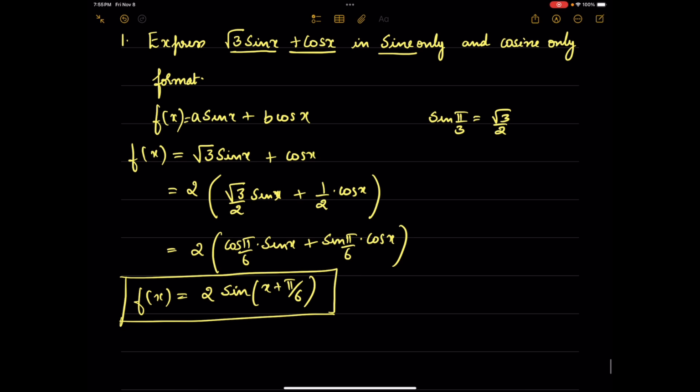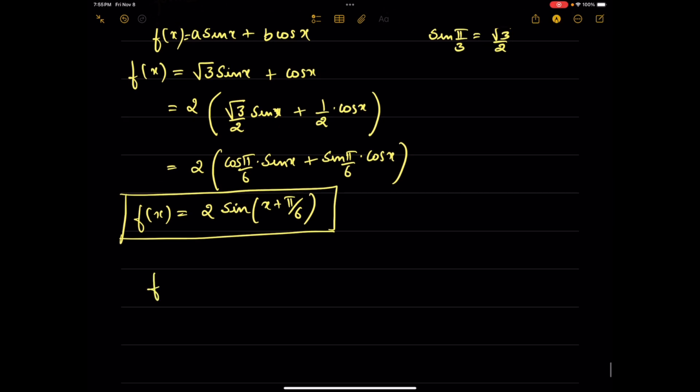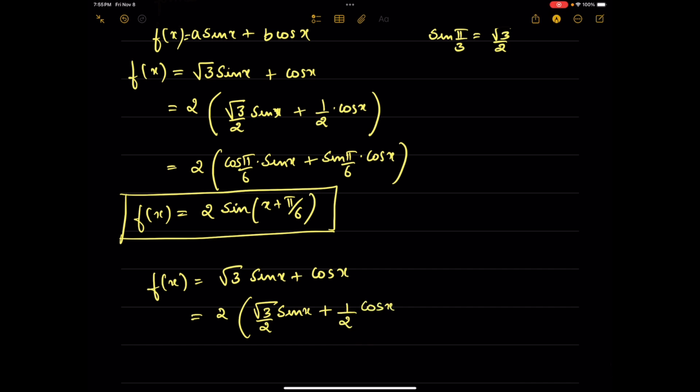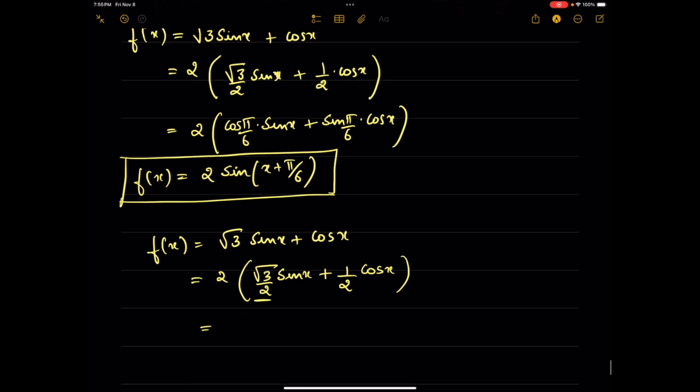Now what we can do is, the same function we had, square root of 3 times sin x plus cos x. Let's multiply and divide by 2. So this will be square root of 3 by 2 sin x plus 1 by 2 cos x. Now square root of 3 by 2 can also be considered as sine of pi by 3. So we will write it as sine of pi by 3 multiplied by sin x, and 1 by 2 can be considered as cos of pi by 3 multiplied by cos x.